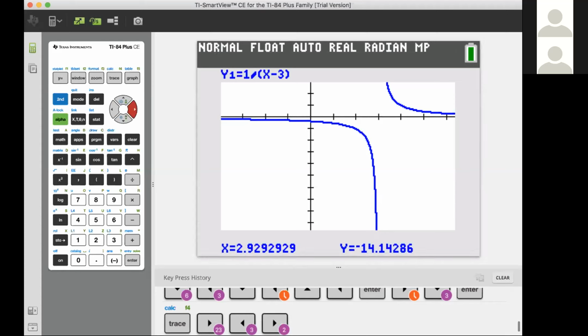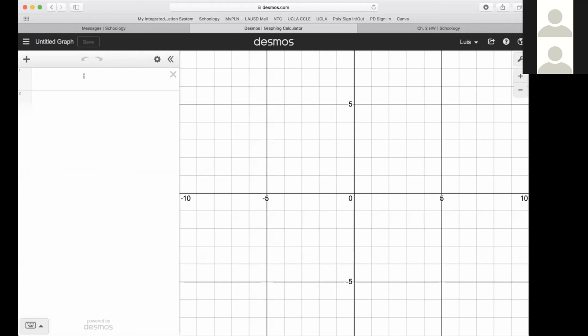Now, you're seeing a window, you're just seeing a portion of the graph. I think what we'll do justice is if I share another screen and I show you a different way. So let me share some other screen. Share Desmos. I think that might be better for you. All right, so 1 divided by x minus 3.